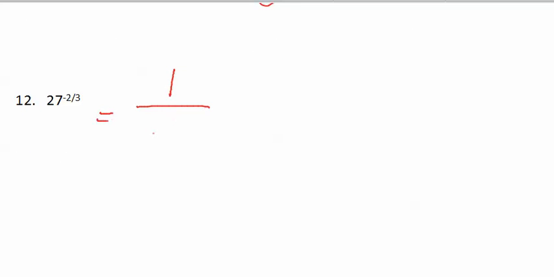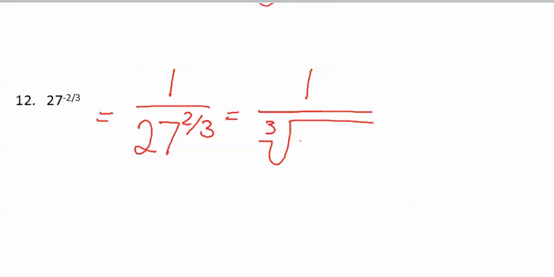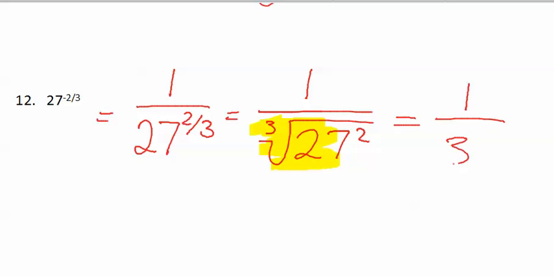I'm going to make this a positive exponent. I'm going to change it into a radical to make it a little bit easier to work with. I'm going to do the cube root first of 27. That's going to be 3, and then I'm going to square it, so I end up getting 1/9.